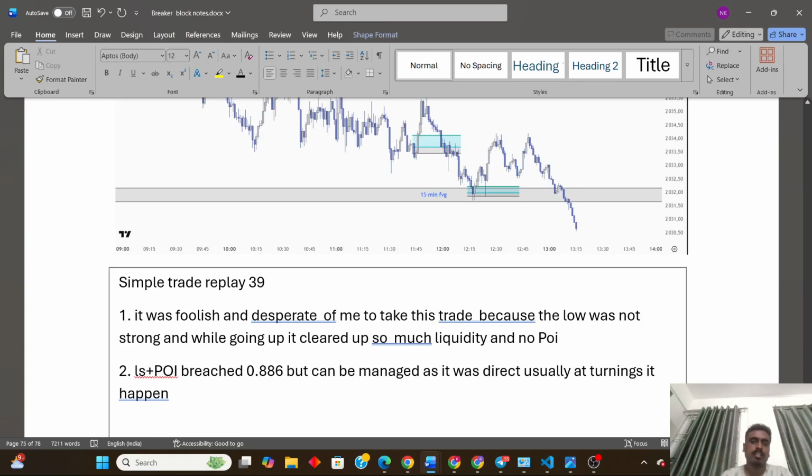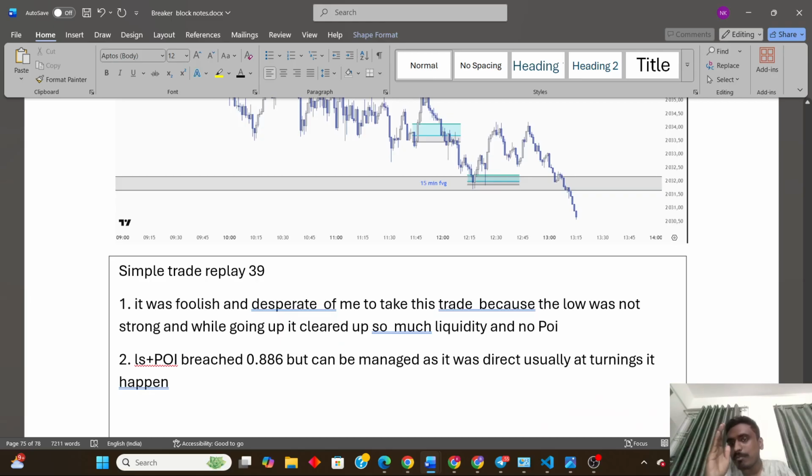But see, you can manage it, because it was coming directly. What I mean by directly, you see, it just goes up like this. So what happens here is, initially you can place a stop loss at a swing low, then you can trail. The moment it taps and shows a reaction from the 0.86 level upward, you can place your stop loss at this level. So it's about managing.